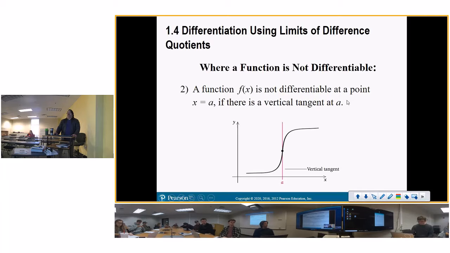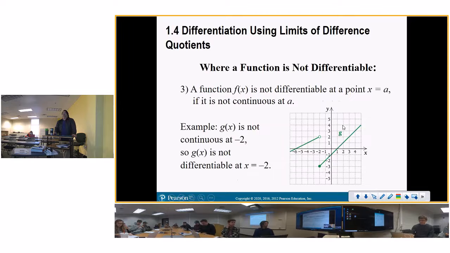A function is not differentiable at a point if there is a vertical tangent, because the slope of a vertical line is what? Undefined. A function is not differentiable if it is not what? Continuous. I could give you the derivative of this line. I could give you the derivative of this line. But I can't give you the derivative of this as a function because it's not a function.